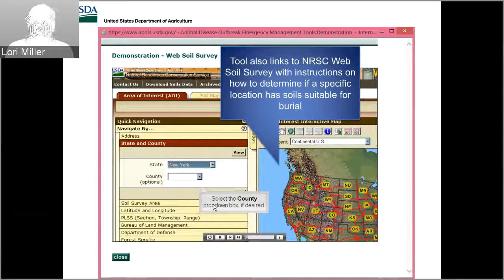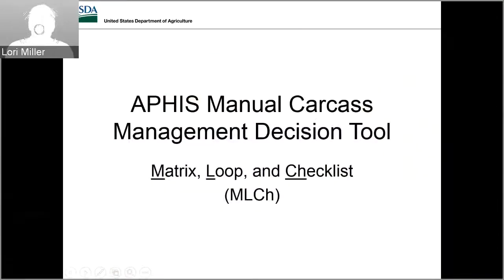And the result is based on soil types and depth to groundwater at that location. So it's pretty cool. But anyway, a little closer look at this decision tool. So the current most updated version is the manual version, which has gone through some iterations based on stakeholder input.